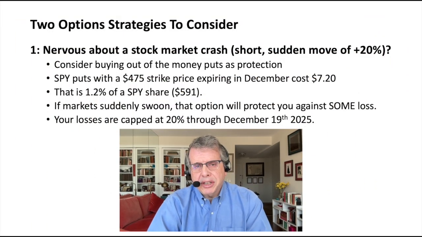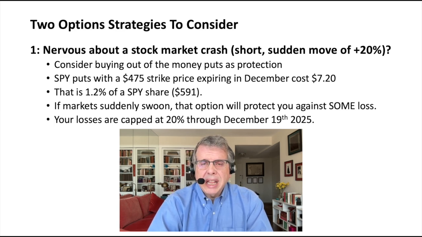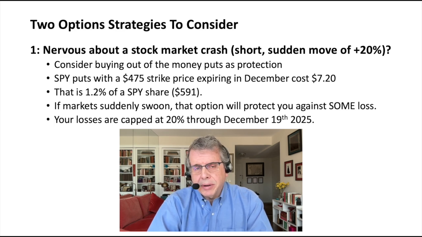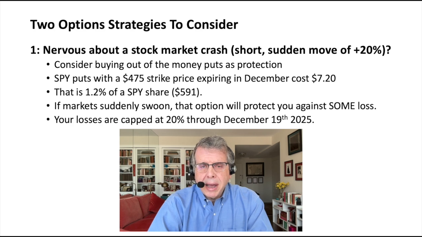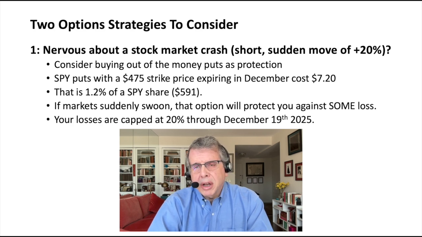Let's say you're nervous about a stock market crash. And frankly, we hear this a lot from clients right now, that there's a lot of nervousness in the market. So how do you protect yourself against a over 20% decline in the stock market between, say, now and the end of the year? And the answer is you buy a put. We discussed this in the prior slide. Buying a put with a 475 strike on the spiders expiring in December costs $7.20. That's 1.2% of an S&P share.